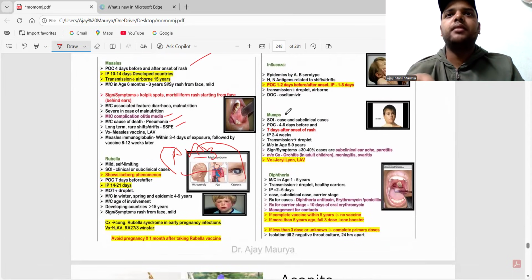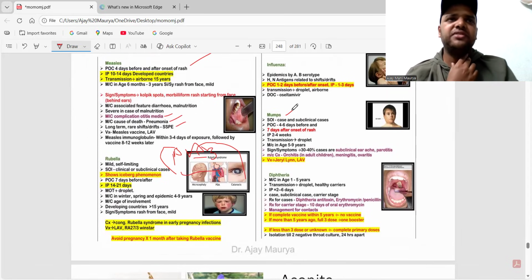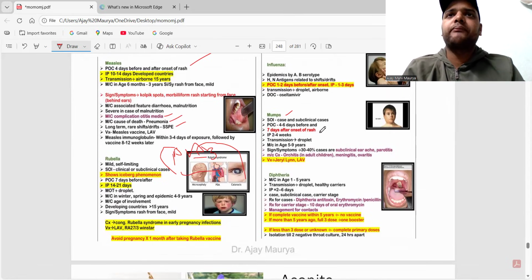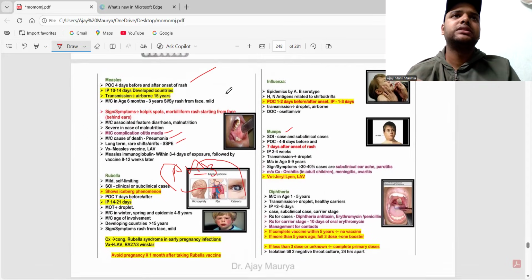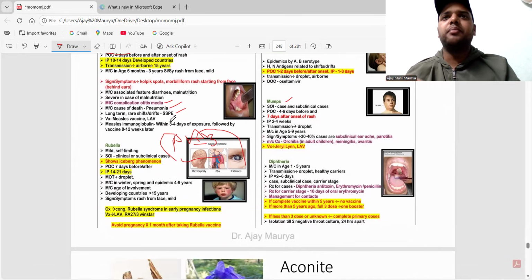Next comes the mumps. Mumps is very important. See here, mumps. The main important one is what is the rubella? Yes, this is the rubella. See, rubella is what? Yeah, measles. Okay, done. Next one, mumps.